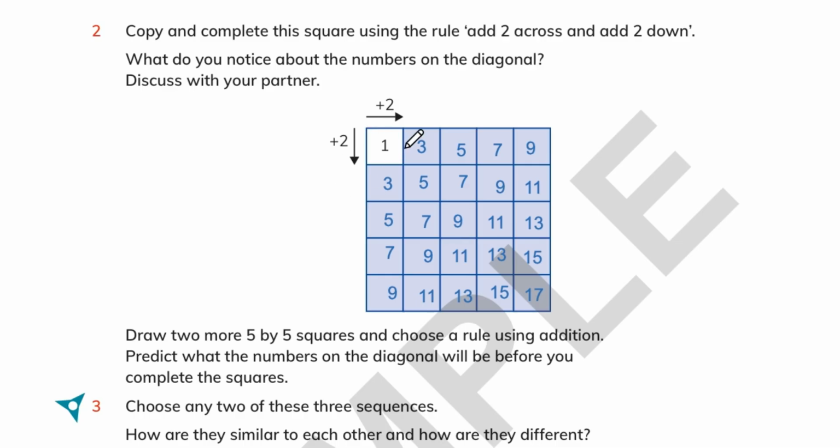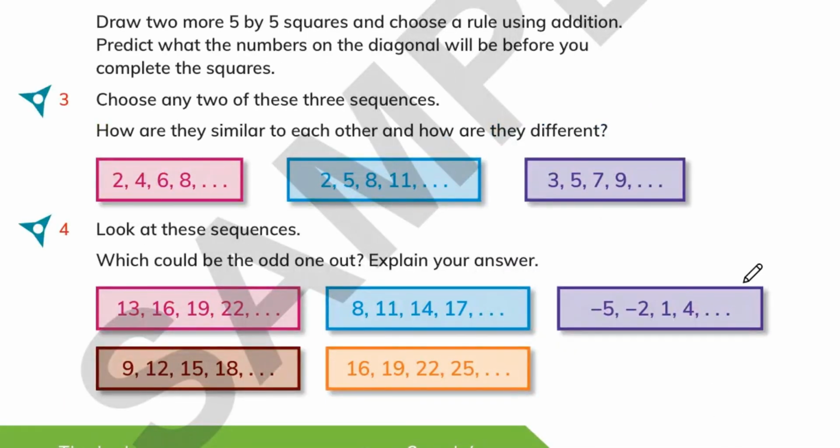This is all up to you. But whatever you choose, that will be the rule. For example, if you add 3 across and add 3 down, your diagonal will be plus 6.